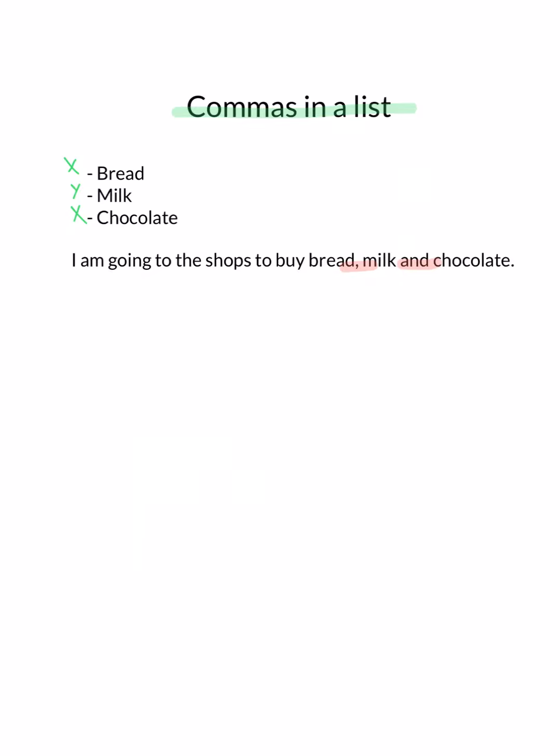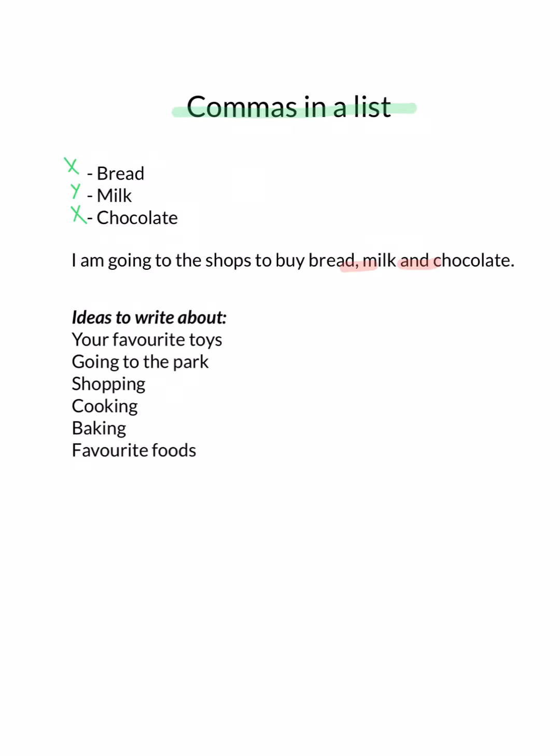So now I have written a list of groceries that I would like to buy at the shops. I have written a sentence and then I have added a comma and the word and to separate the items in the list. You will see in front of you, I have written some ideas that you can write about.